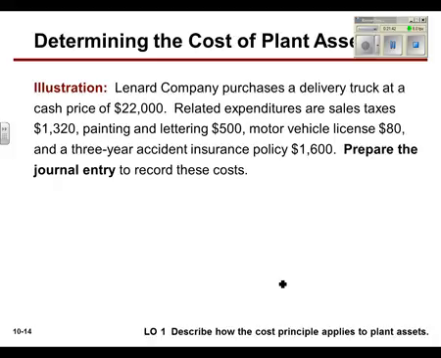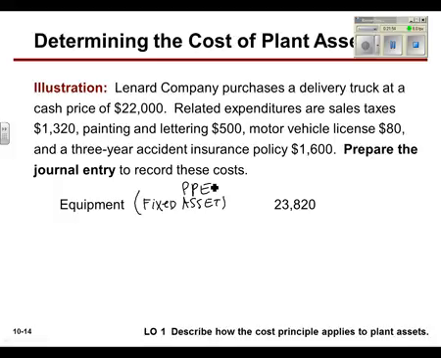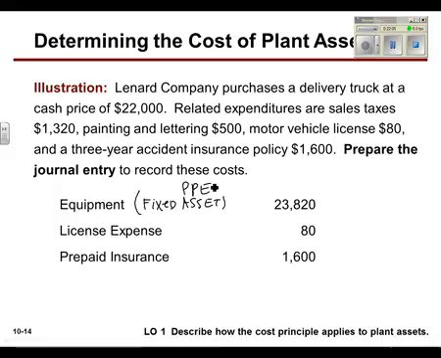The journal entry now would be this. We gained this fixed asset under the PPE umbrella, property, plant, and equipment. Whoa, wait a minute. I thought the truck was $22,000. Why is it showing up at a value of $23,820? Because of these. See, now here's prepaid insurance.